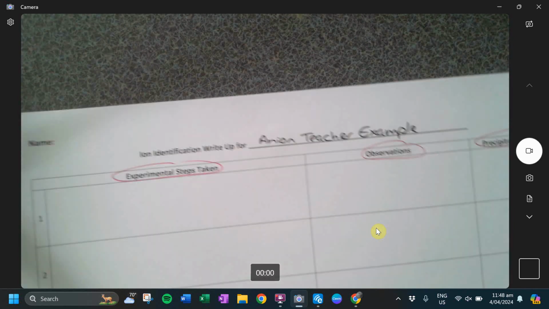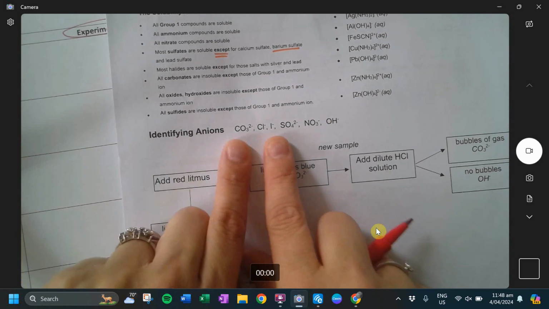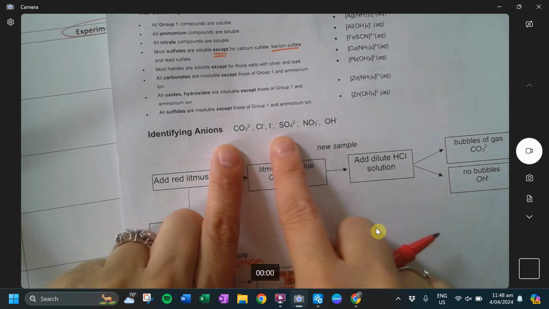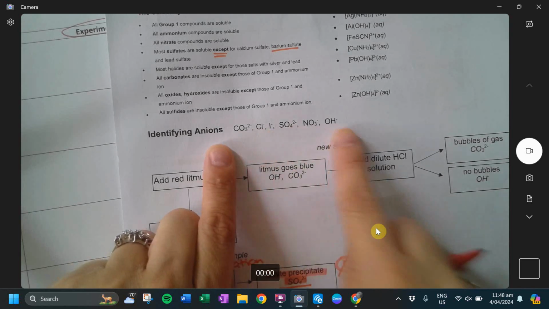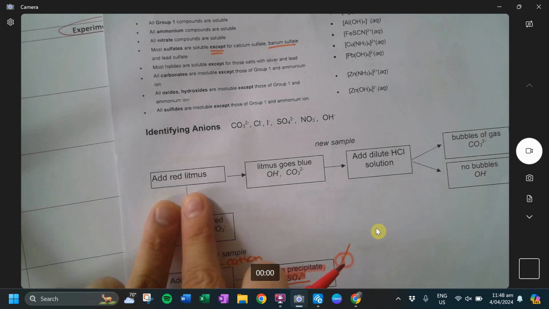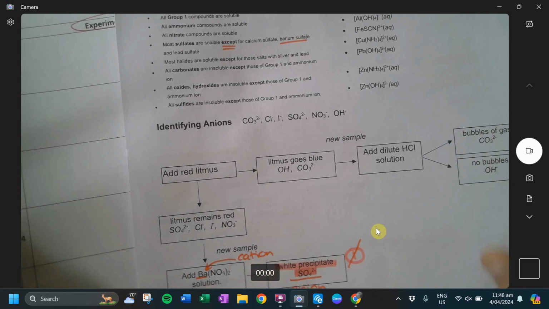All right. If we look at our flow chart, and we're looking at the anion side because we're identifying an anion today, these are my list of potential anions that I can test you on. So it's one of these 1, 2, 3, 4, 5, 6 potential items. Are we okay with that so far? All right. My first step to figure out what I have is by adding red litmus to my unknown.